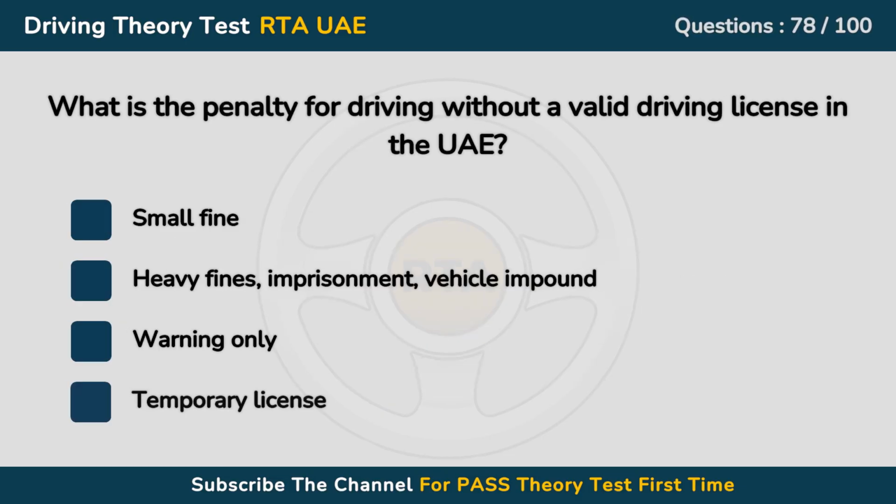Question 78. What is the penalty for driving without a valid driving license? A. Small fine. B. Heavy fines, imprisonment, vehicle impound. C. Warning only. D. Temporary license.